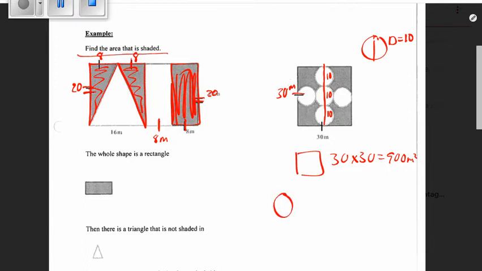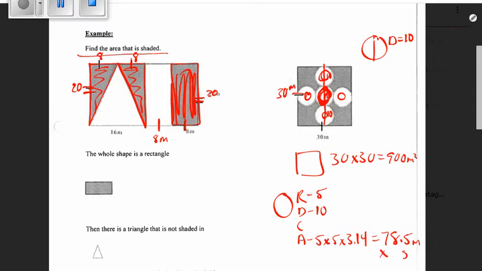And now that I have that, as soon as I see a circle, I instantly go to RDCA. My diameter is 10, so the radius is 5. I don't need anything with the circumference. I just skip it and go to 5 times 5 times 3.14, and I end up with 78.5. Okay, 78.5 meters. But that's just one. I have 1, 2, 3, 4, 5 of them. So if I times them by 5, I get 392.5.